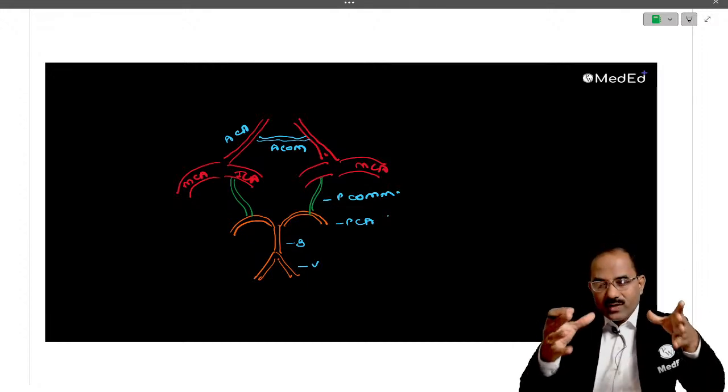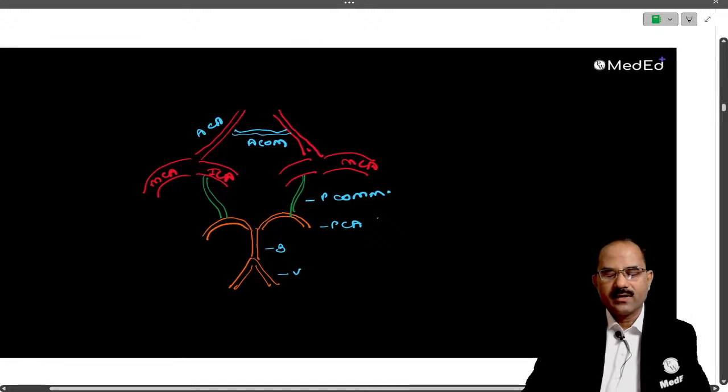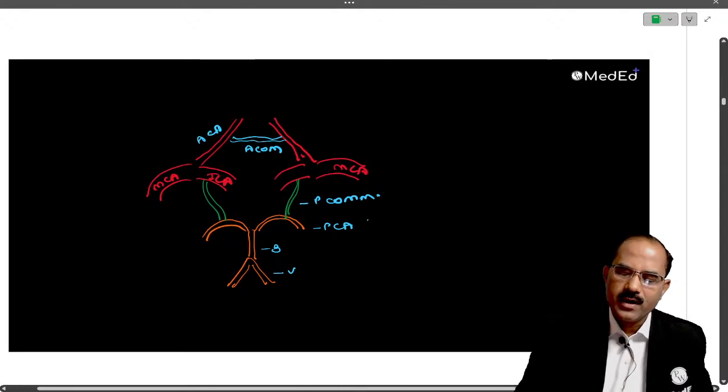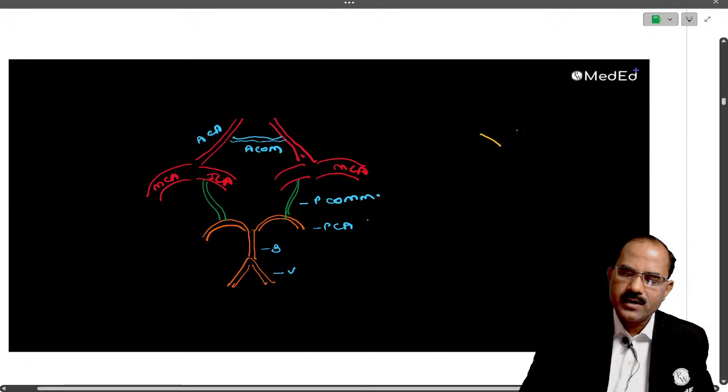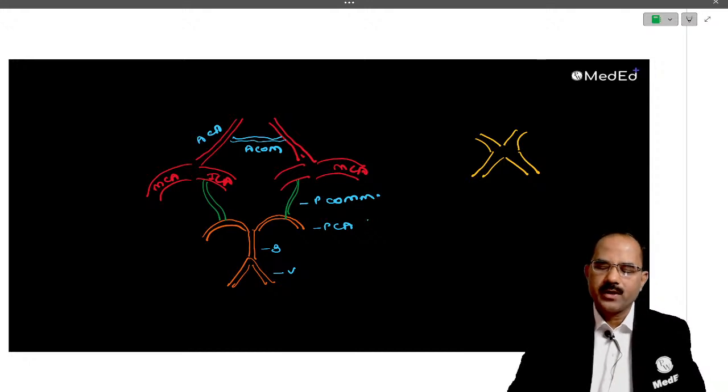And this circle of Willis lies somewhere. Can anyone tell me where does this circle of Willis lie? It lies in an area of brain. What is that area of brain? Come on. That's another MCQ for you. See, I'll just draw this for you. That's the optic nerve. This is the optic chiasma. That's the optic tract for you.